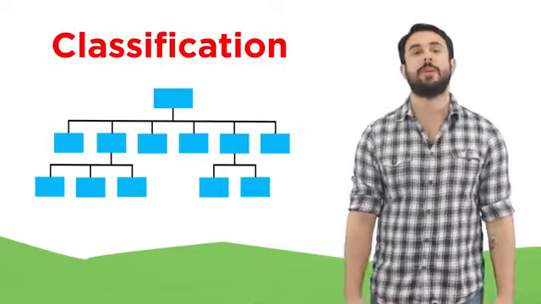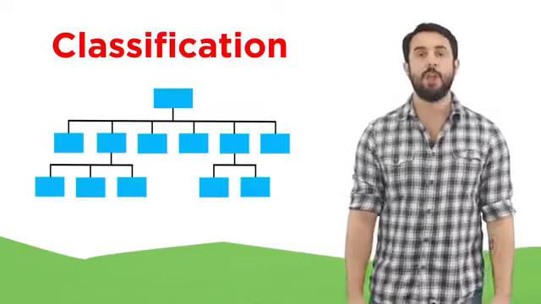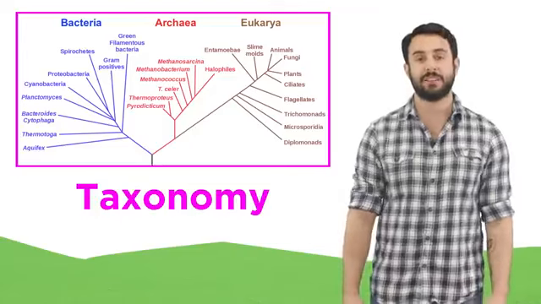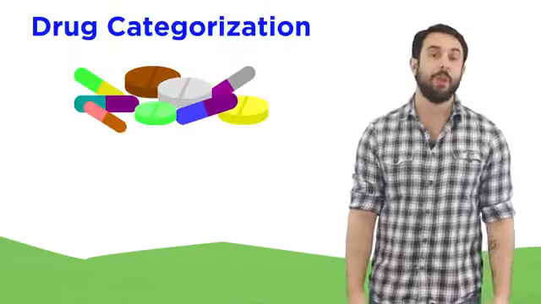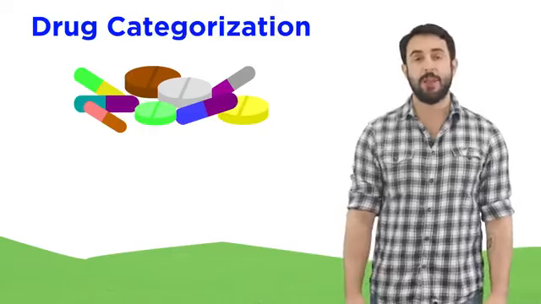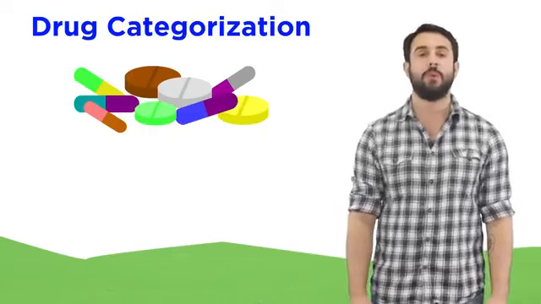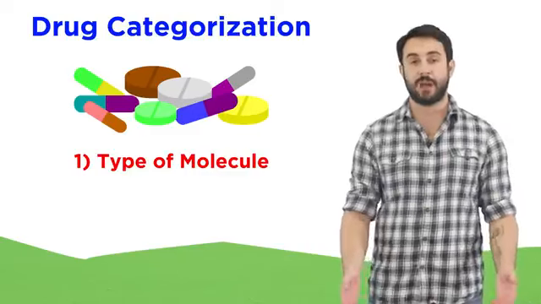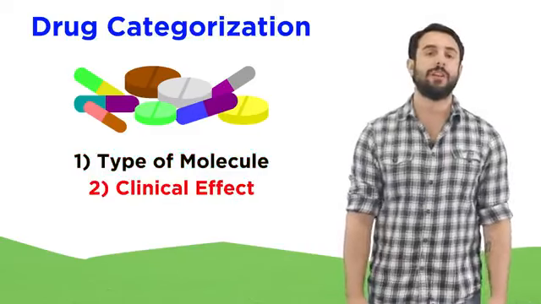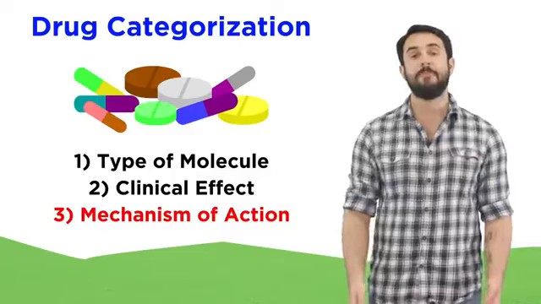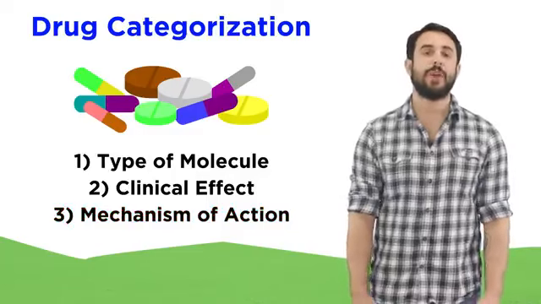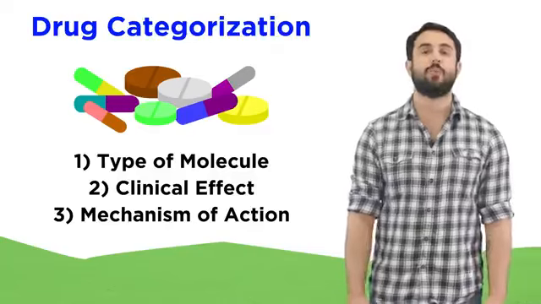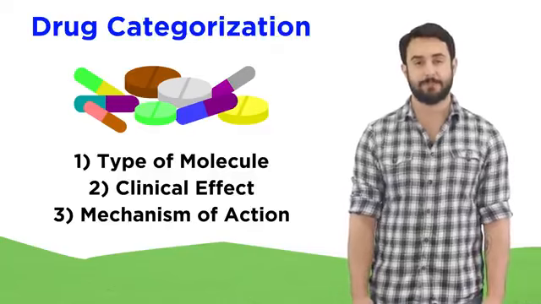Whenever we are studying something that comes in so many varieties, we need some way of classifying them, just like the way we use taxonomy to classify living organisms. With drugs, it can be a little complicated because there are different ways we might wish to categorize them. We might group them according to the type of molecule they are, or by what it does clinically, or by the mechanism of action. These methods all have their own utility, so let's talk a bit about them now, as well as a few related topics.